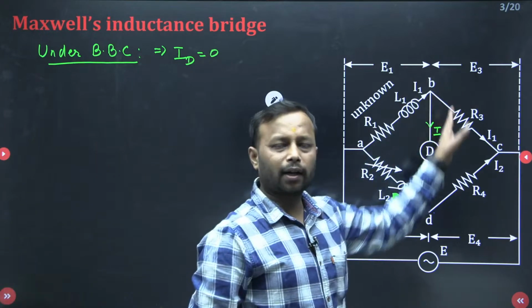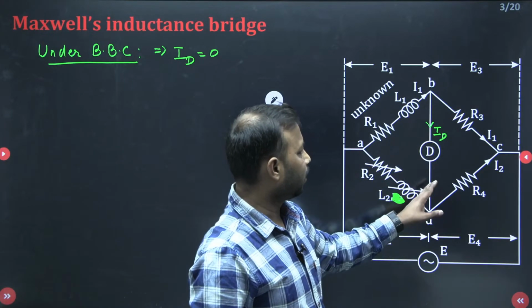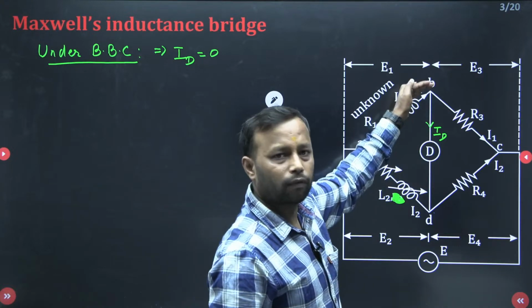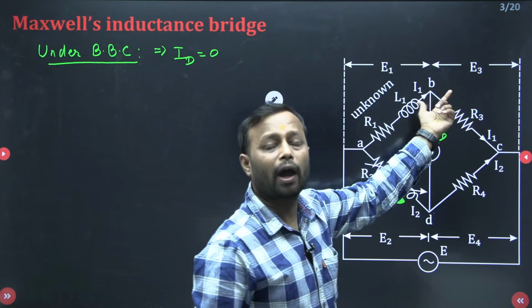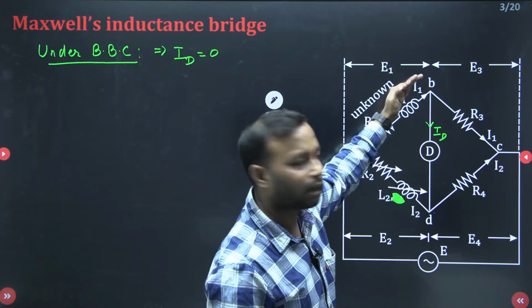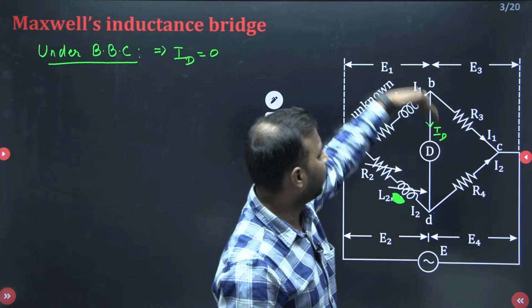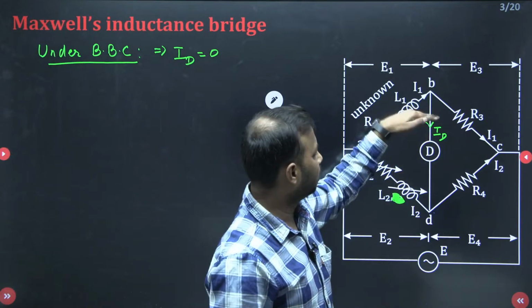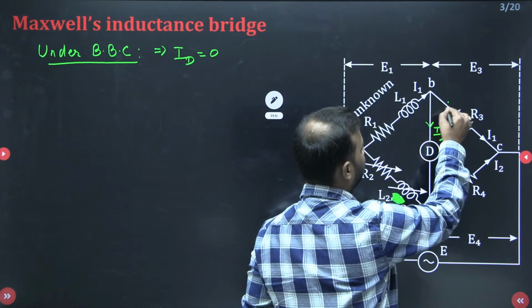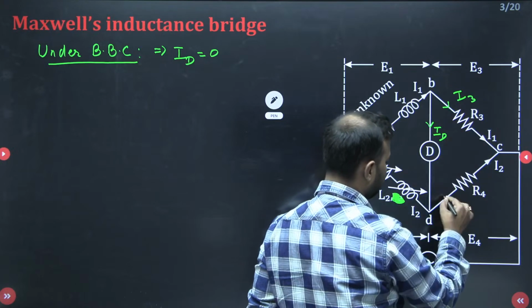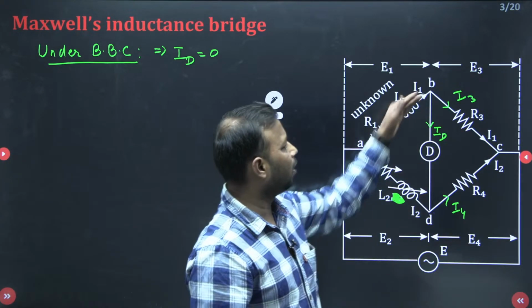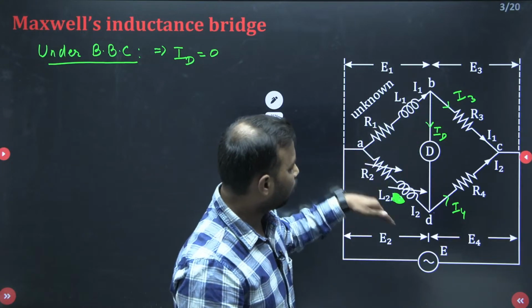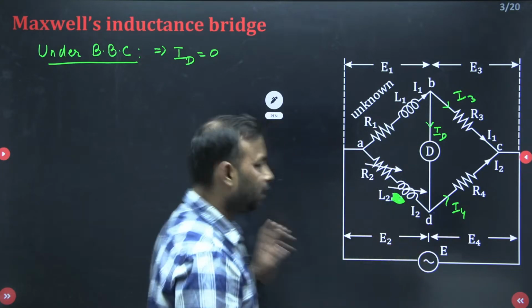So if the detector current is 0, can I say that the same amount of current will flow through this R3? If the bridge would have been not balanced, then I1 current is going to be divided into ID and I3. This is ID and this is your I3. And this is your I4. So if the bridge is balanced, meaning ID is 0, so I1 will be equal to I3 and I2 will be equal to I4. So see the balancing condition.